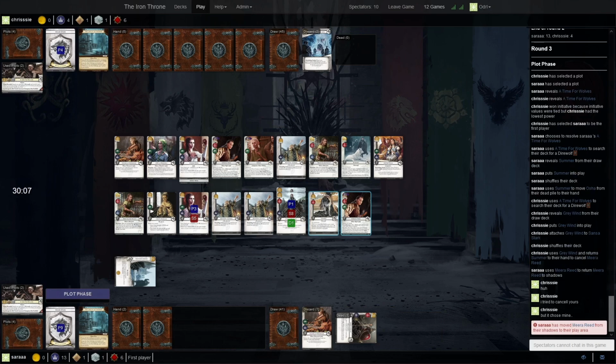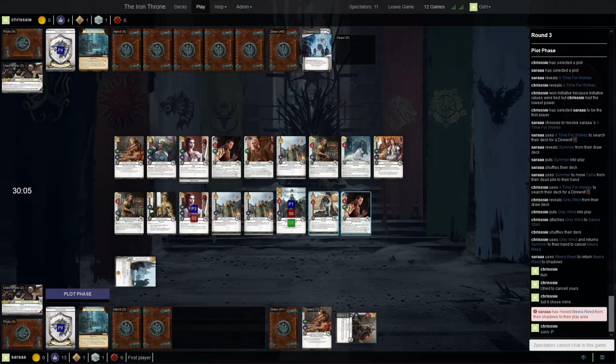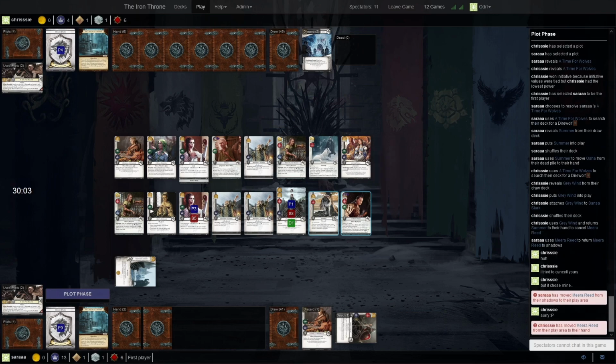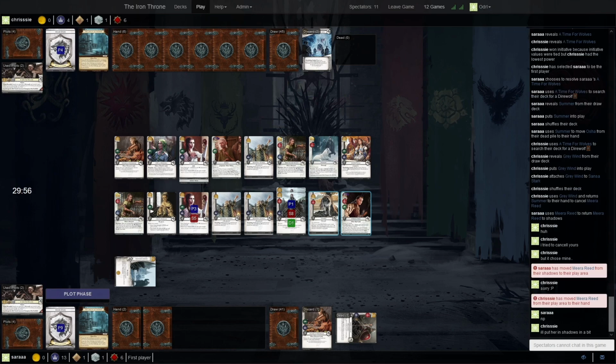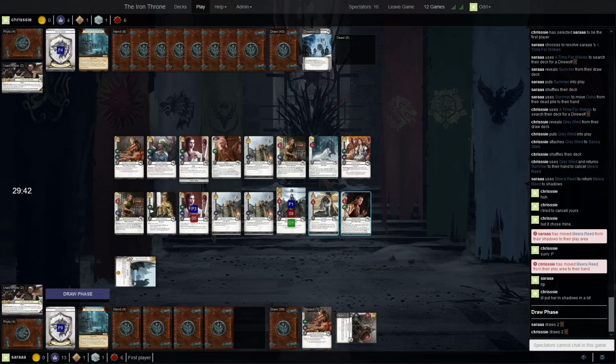Wants Sara's Mira to stay in play and his own Mira to go back to hand to blank to shadows to blank something. Yeah. And Sara, what did she do with the plot Summer? To take Osha back, okay. So, just looking for more characters at this point because the Umber Loyalist discarded 2 cards earlier. Yeah, that King's Road could have been okay, I think.